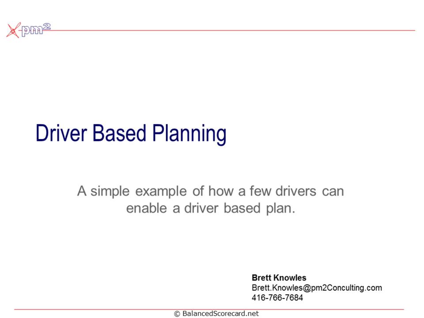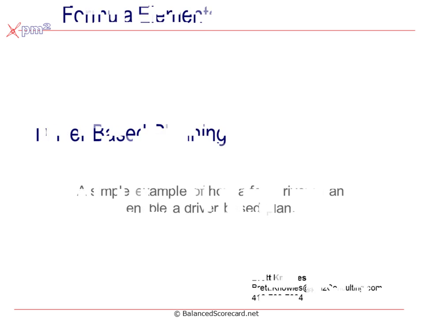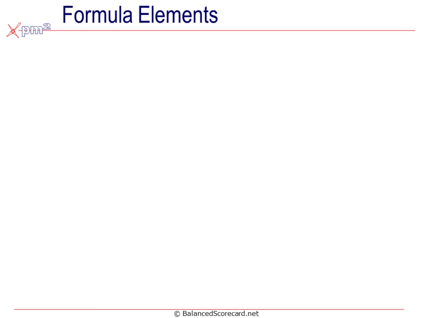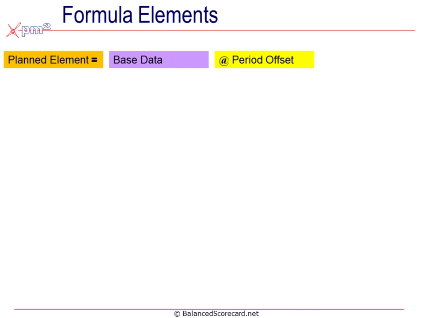So the best way to get a handle on this is to use a simple case example. For driver-based planning, think of it as the following key formula elements. We need to understand what it is we're trying to plan. And that planned element is going to equal some sort of base data times a period offset, and then multiplied by a driver, some sort of a factor.